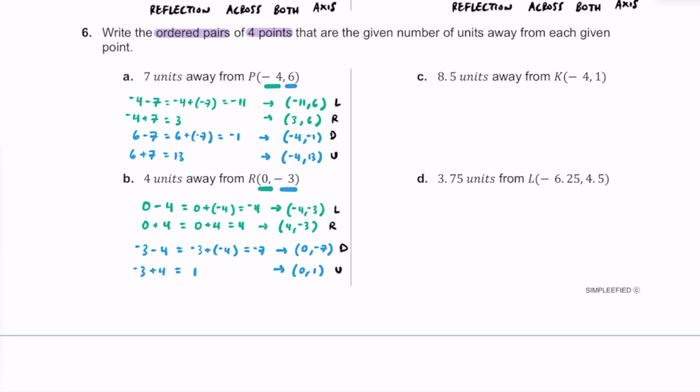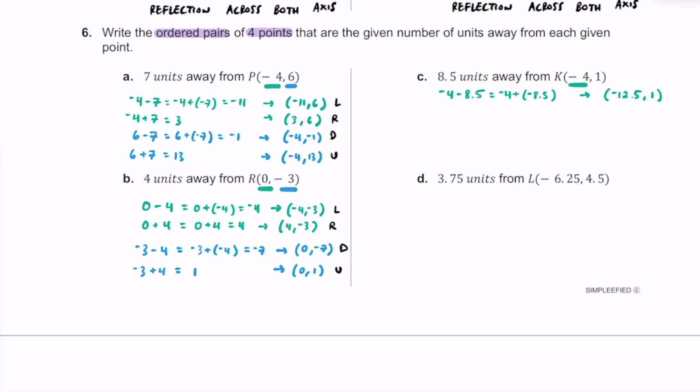All right, for C, let's move 8.5 units away from K here. So we're going to go in the same order of left, right, up, and down here. So let's start with just the left and right. Let's look at the x coordinate. So if we have negative 4 here, let's move to the left. If we move to the left, we're going to take away 8.5. So this is the same thing as negative 4 plus negative 8.5. If we add these, we're going to end up with negative 12.5.